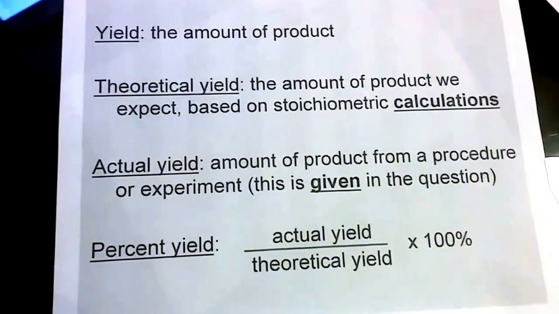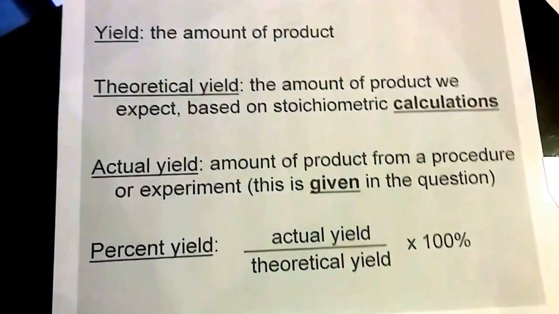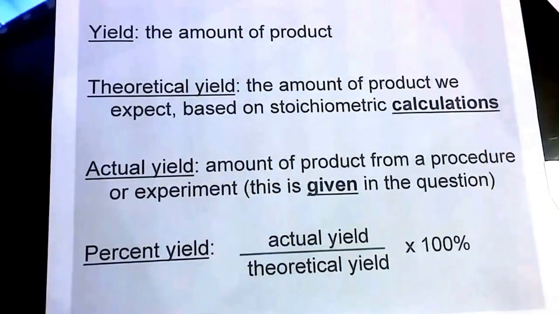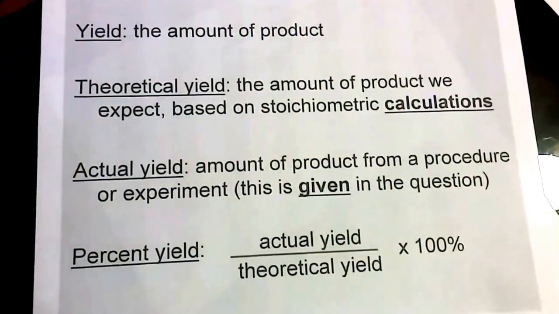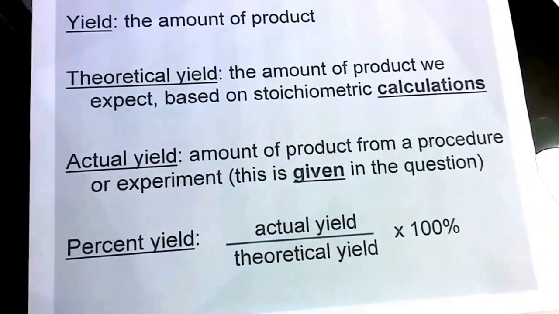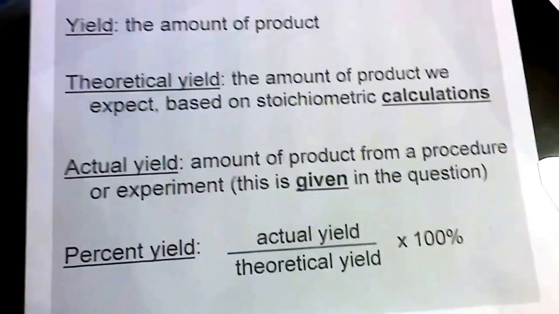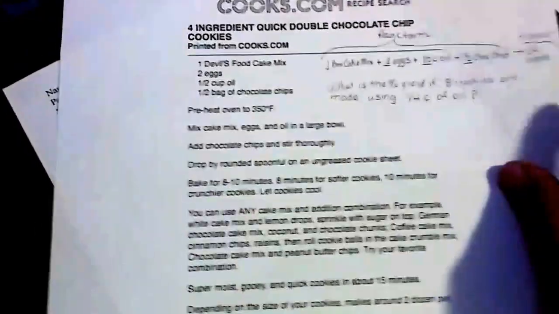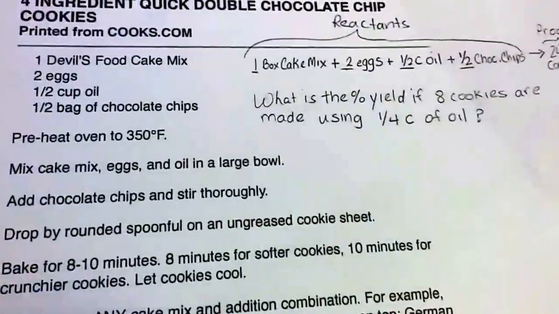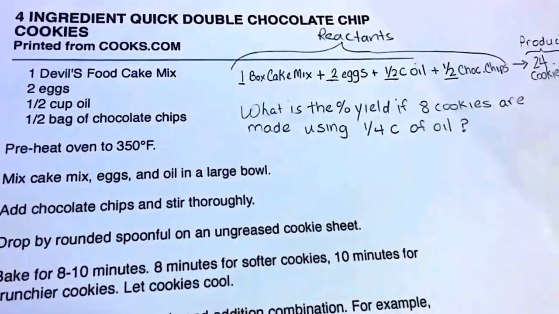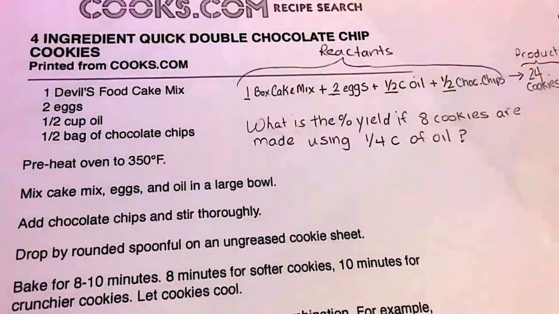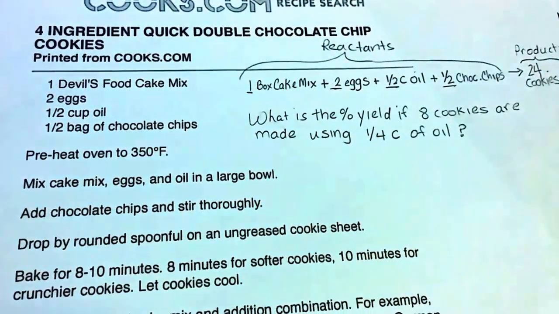Percent yield is pretty much figuring out how much of a product you get and comparing it to the amount that you should have gotten, which is your theoretical yield. As an example, there's a recipe on how to make 4-ingredient quick double chocolate chip cookies.